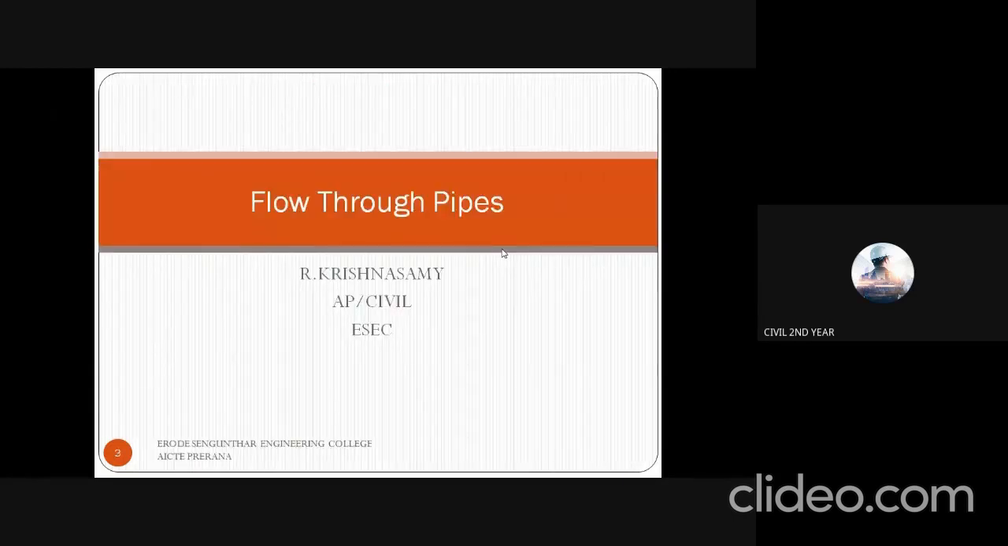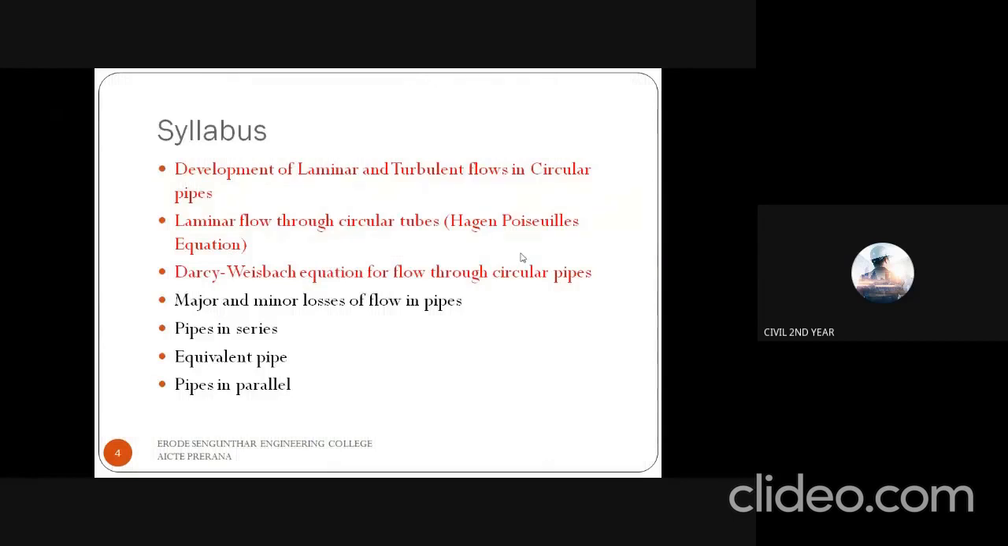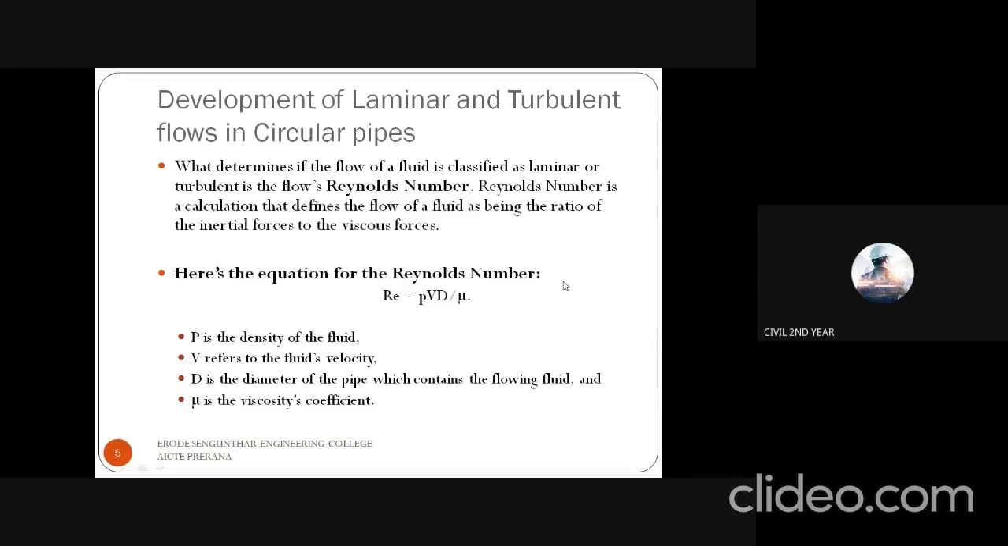In this topic, we are going to discuss the following syllabus: development of laminar and turbulent flows in circular pipes, laminar flow through circular tubes, that is the Hagen-Poiseuille equations, and the Darcy-Weisbach equations for flow through circular pipes. So let me start with the development of laminar and turbulent flows in circular tubes.